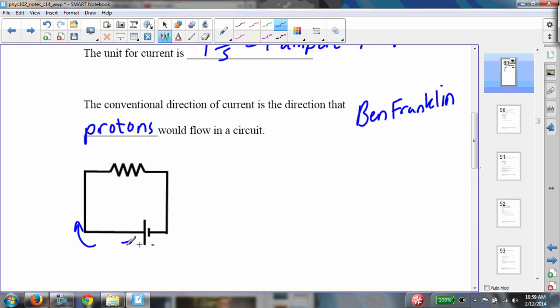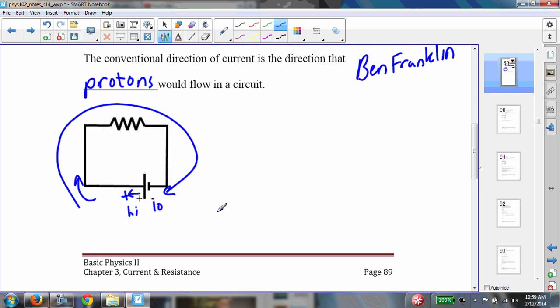So a proton would come off of this positive side of the battery and would move in that direction. Remember, protons move from high to low potential. So a proton would move in this direction, from high to low potential. So that's the conventional direction. Let me just write that. Protons move from high to low potential, if you remember back from Chapter 2.